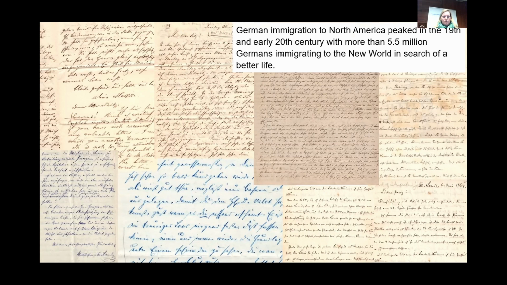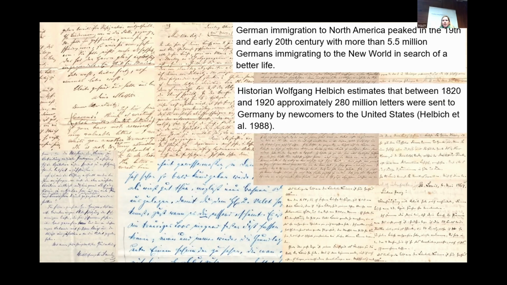German immigration to North America peaked in the 19th and early 20th century, with more than 5.5 million Germans immigrating to the New World, as they called it, in search of a better life. As a result, historian Wolfgang Hellwig estimates that between 1820 and 1920, approximately 280 million letters were sent to Germany by newcomers to the United States.